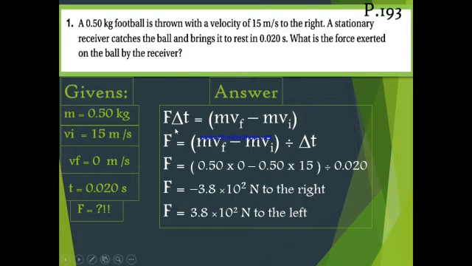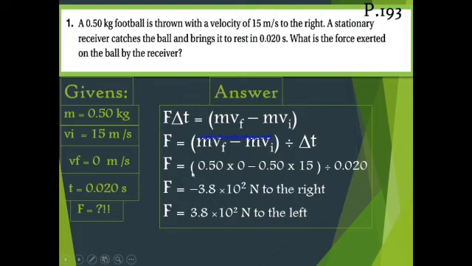Force multiplied by T, which is time, equals mass final velocity minus mass initial velocity. Now I have to get rid of the T, which is time. So I will use division here, divide by T. So the T comes here: mass final velocity minus mass initial velocity, all divided by the time.